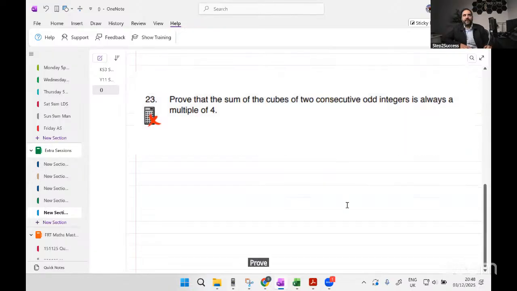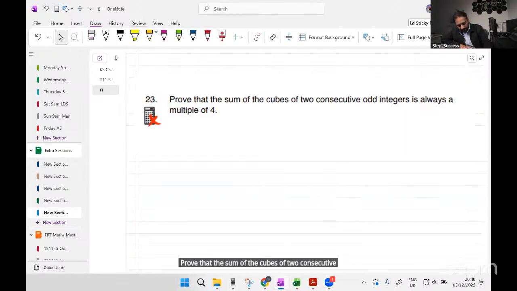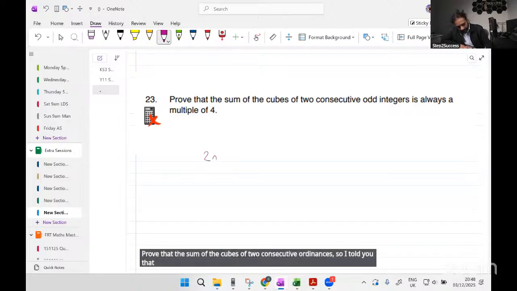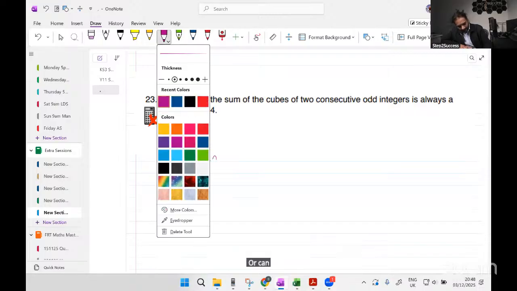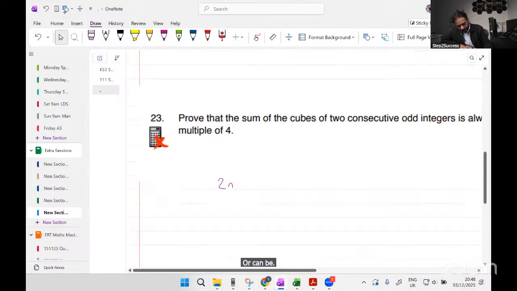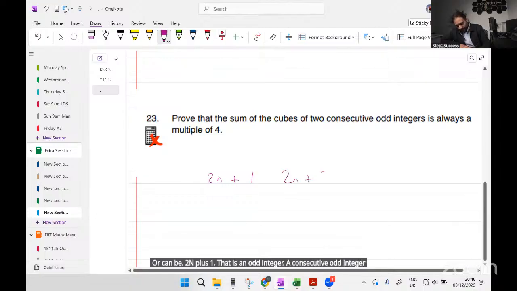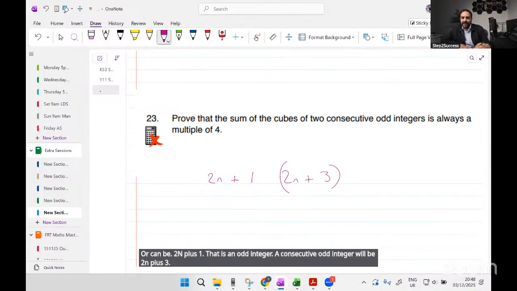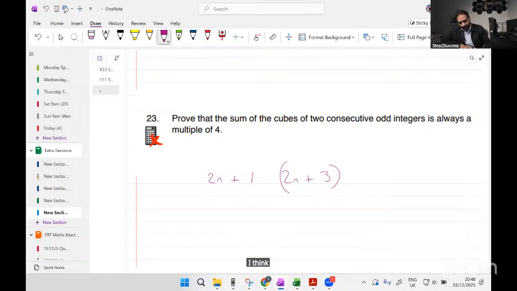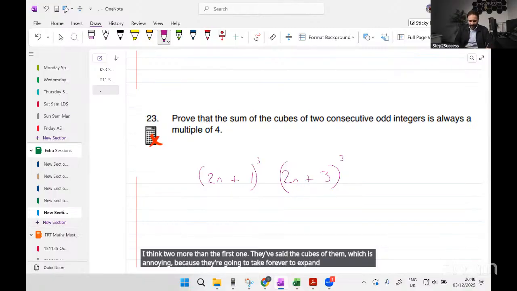Prove that the sum of the cubes of two consecutive odd integers is a multiple of 4. So I told you that an odd integer can be 2n plus 1. That is an odd integer. A consecutive odd integer will be 2n plus 3, as in two more than the first one. They've said the cubes of them, which is annoying because it's going to take forever to expand this, but I will do it quite fast for you.